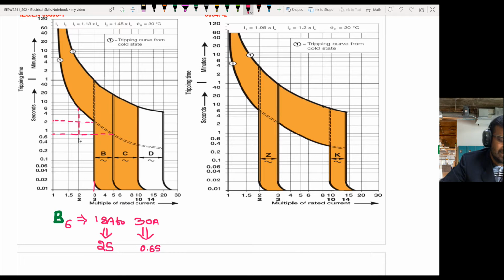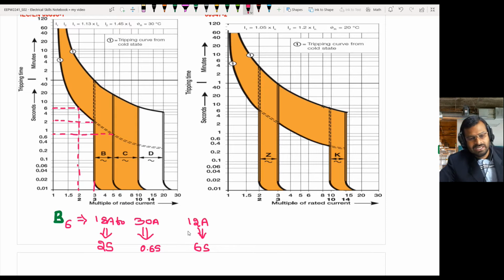If the normal operating current is exceeded, it is called an overload condition. For example, at 2IN for the same B type, it takes almost 6 seconds. That means when 12 amperes of current is flowing in the MCB, it takes 6 seconds. With these three values, you can understand that when the current is increasing, the trip time decreases.